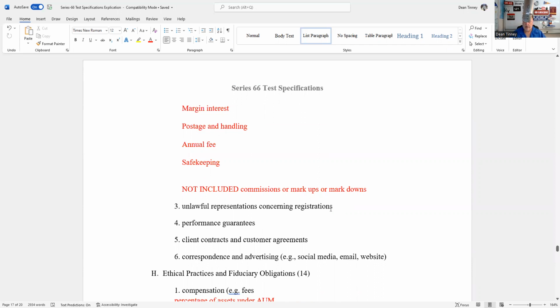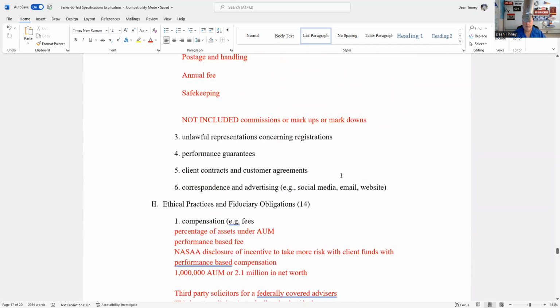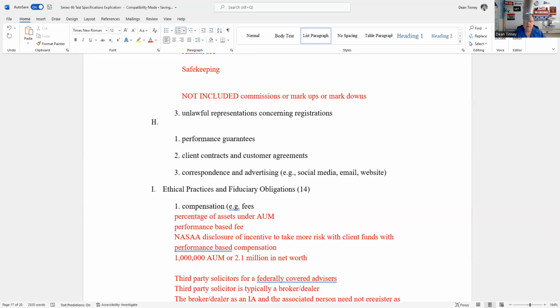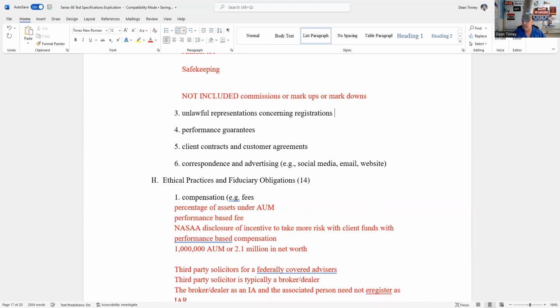So let's talk about some unlawful representations that you should not make. It looks like I'm messing up my numbering. Number 2 was unlawful representations. It's saying 3 because I messed up, so let me change this. 2, there we go.